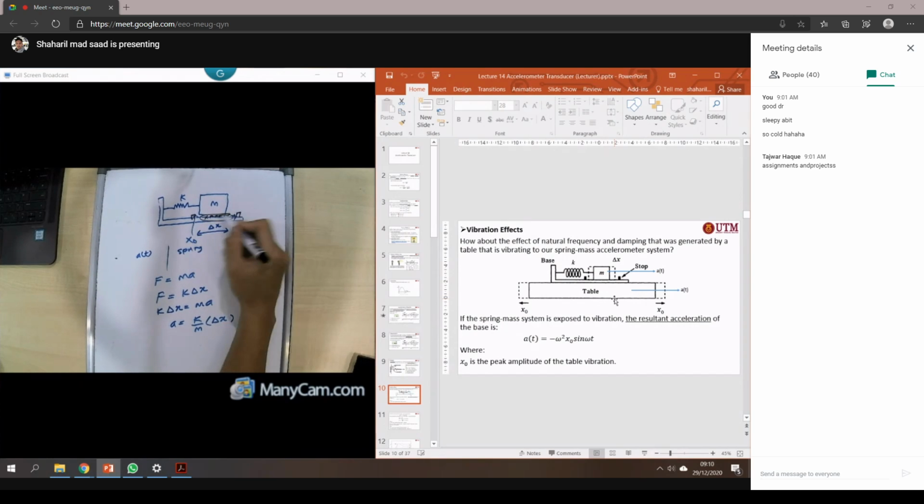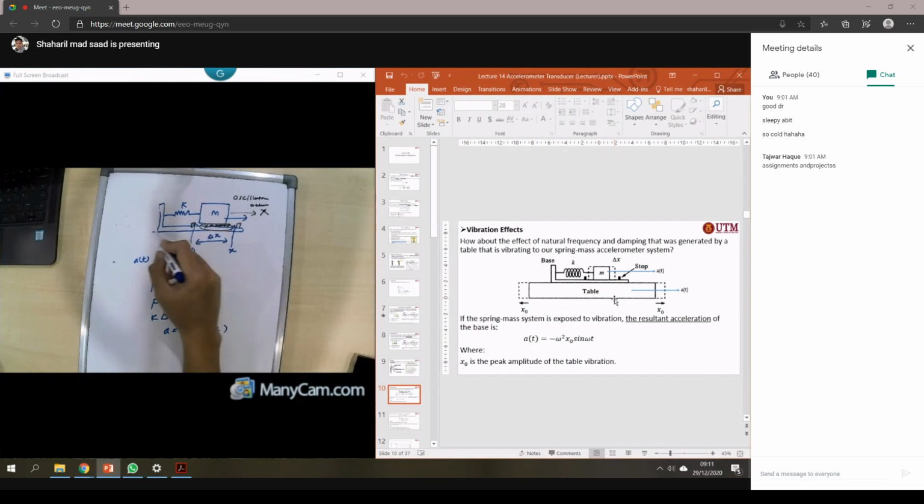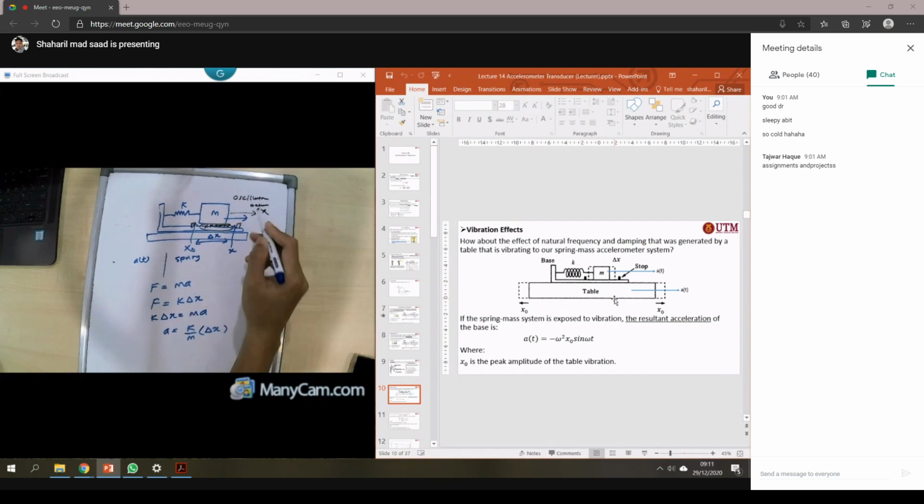So why do we need the stopper? Because we don't want our mass to move at the right, move at the left, right? That means we don't want oscillation to occur. So that's why we put a stop there. Okay, right? So when you put your sensor on the table here, the acceleration at your sensor is equal to the acceleration on your table. Okay, so that means you can measure the acceleration on the table.